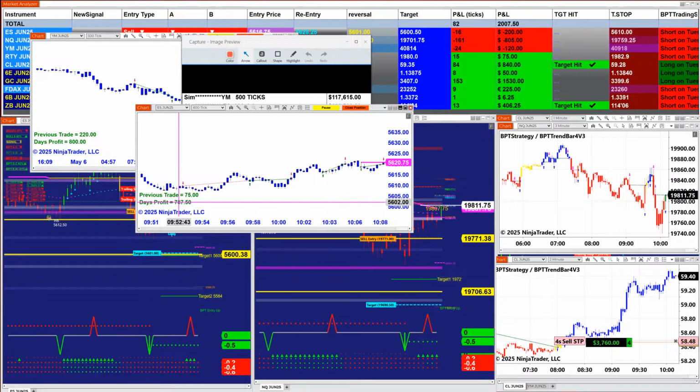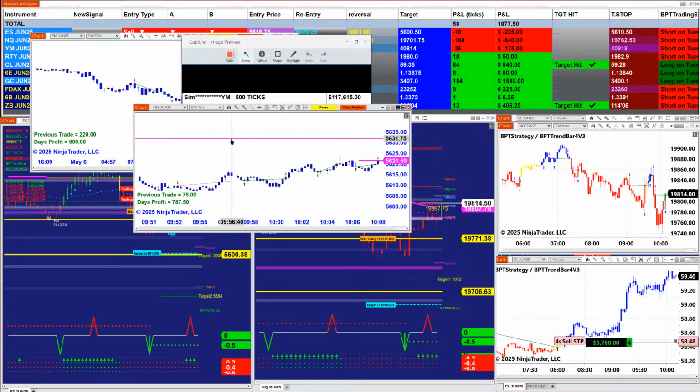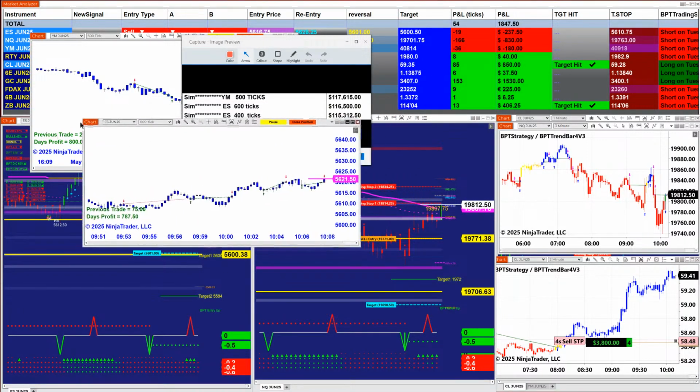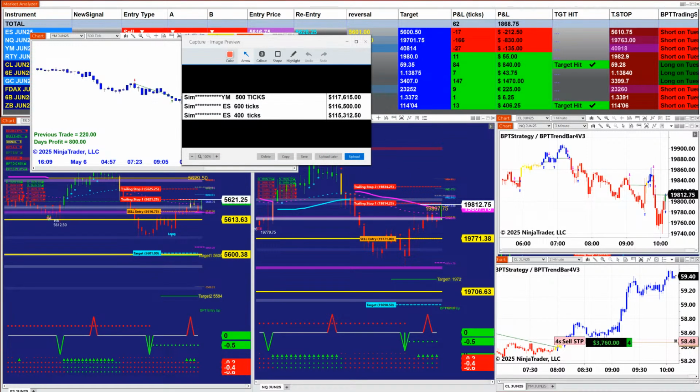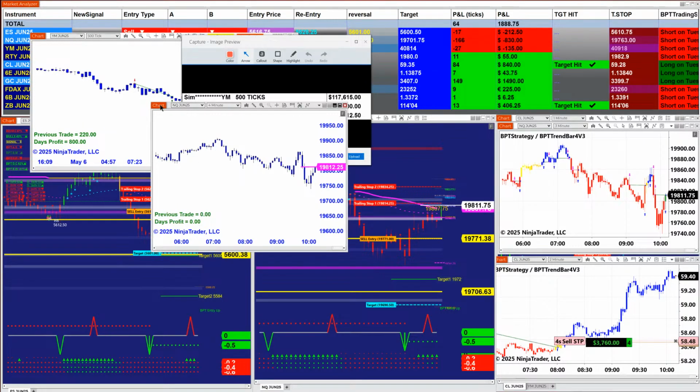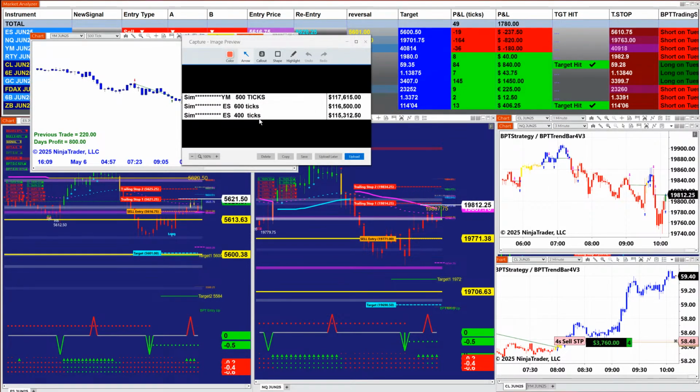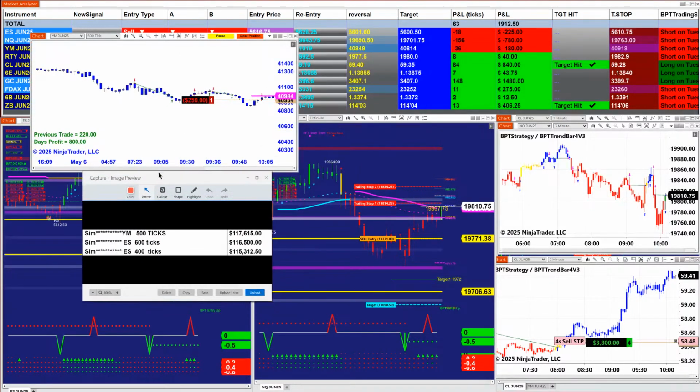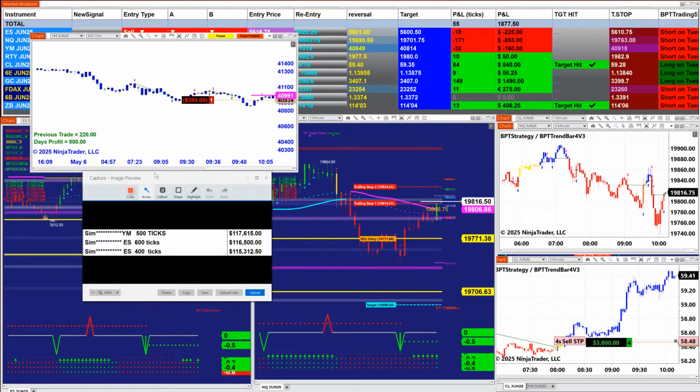So now we have 787, and that's okay. And he did not reverse the trade. That's okay. Also, he did not reverse the trade. The Nasdaq has not taken any trade yet. So it doesn't matter if it is the Nasdaq or the YM, but with the 500 ticks chart, the YM did even better than the ES and the Nasdaq.